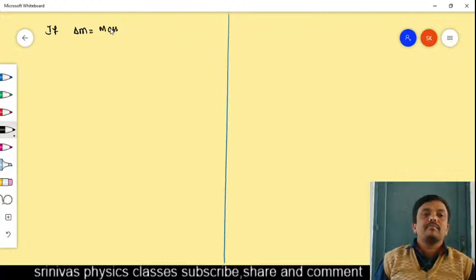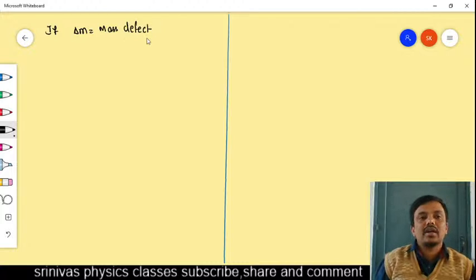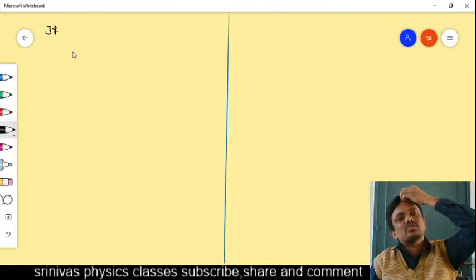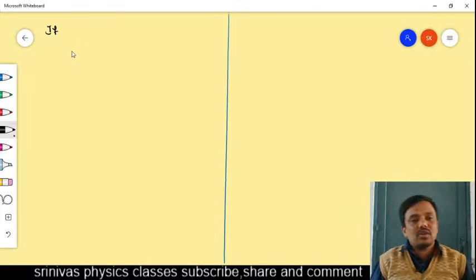If delta M is the mass defect, and it is in AMUs, that means atomic mass unit. Mass defect is also measured in AMUs. Then how can we find out the binding energy?